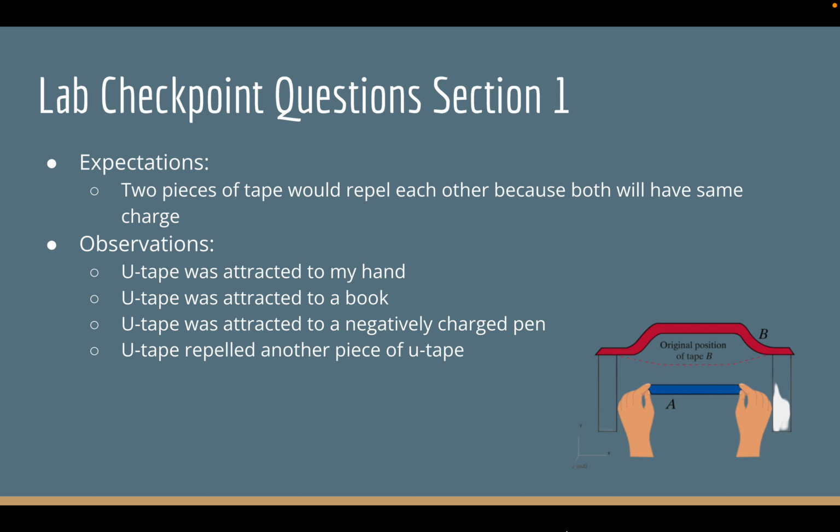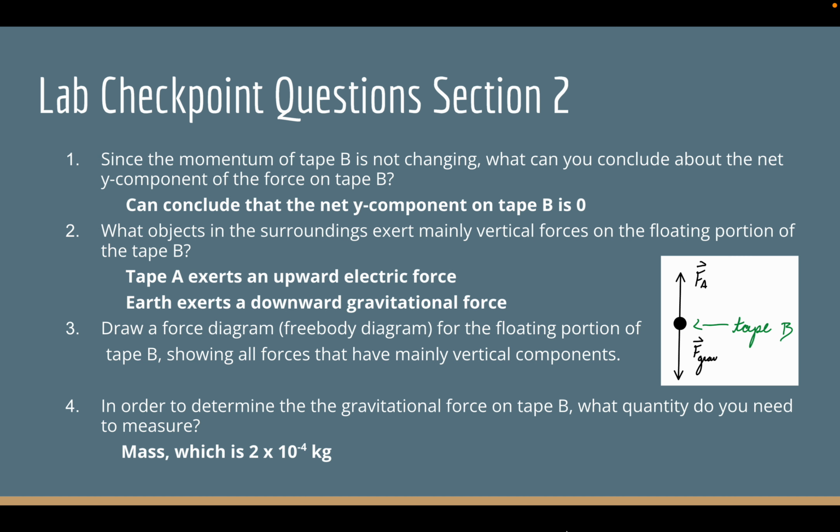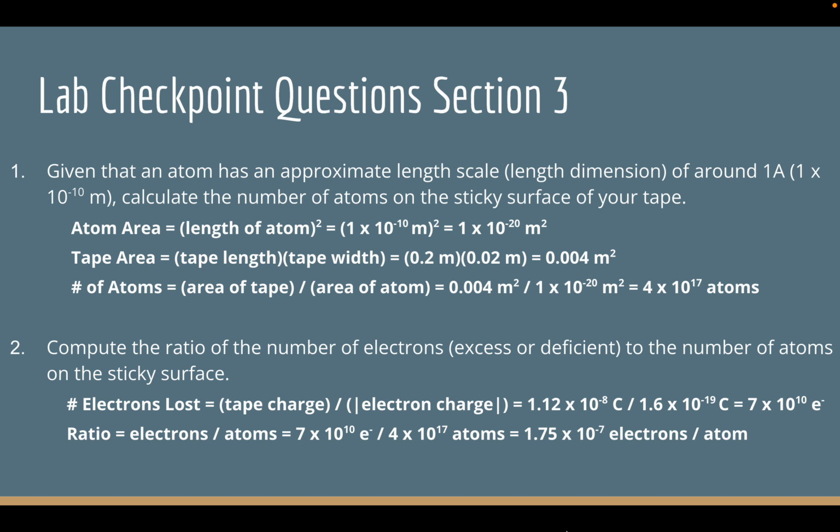I expected the two pieces of tape to repel each other, and that's exactly what they did. The U-tape was attracted to my hand, a neutral book, and a negatively charged pen, but it was repelled from another piece of U-tape. Because the momentum of tape B is not changing, we can conclude that the net Y component is 0. Tape A exerts an upward force on tape B, and the Earth exerts a downward force, which is shown in the free body diagram below. Finally, mass needs to be measured to determine the gravitational force on tape B, and that has a value of 2 e to the negative 4 kilograms.